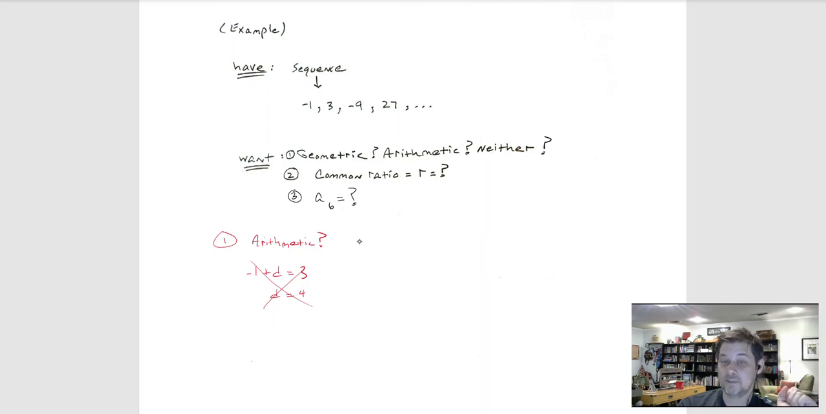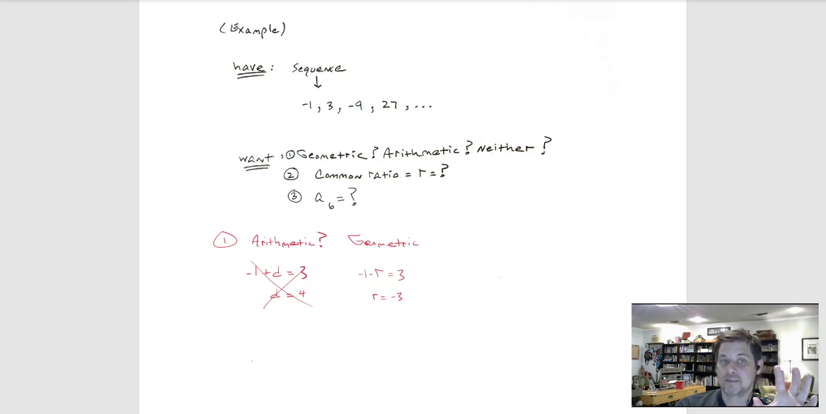Could it be geometric? Let's see. We just talked about the definition of that, and we said that you take any term times some fixed number r, and you get the next term. So the way that works is -1 times r is equal to 3. The first term, -1, times r, this potential fixed number that you multiply any term by to get the next one, gets you 3, the second term. If I solve for r, that would make it -3.